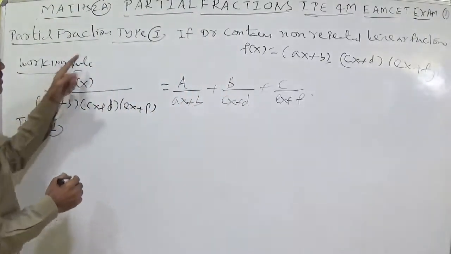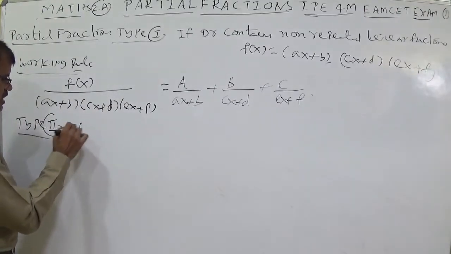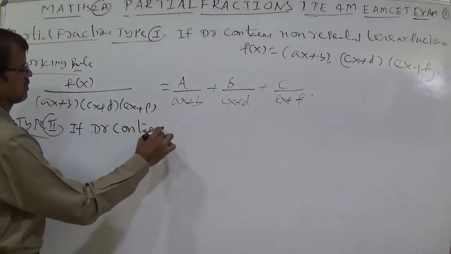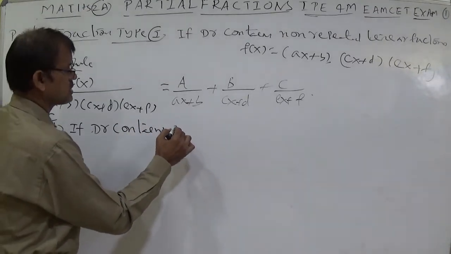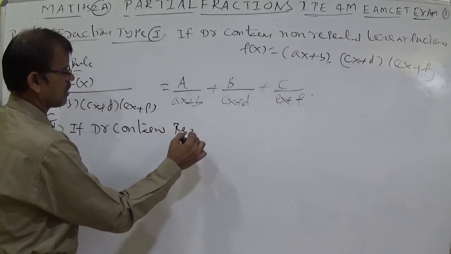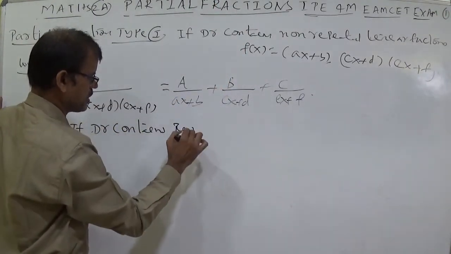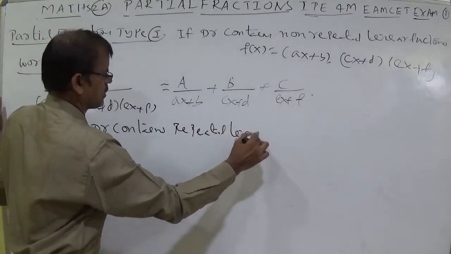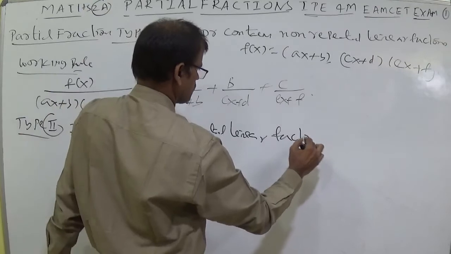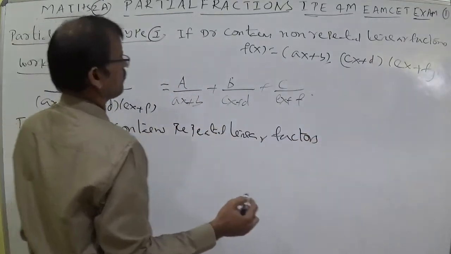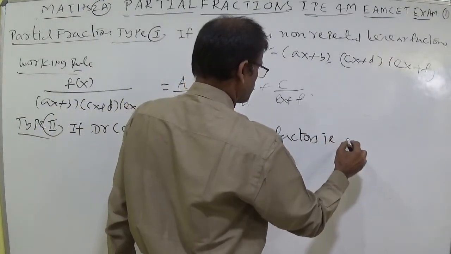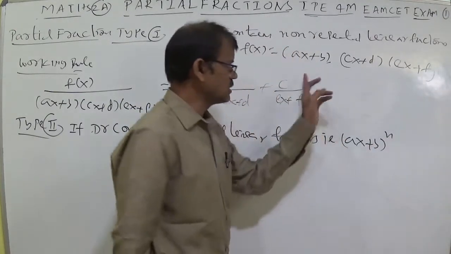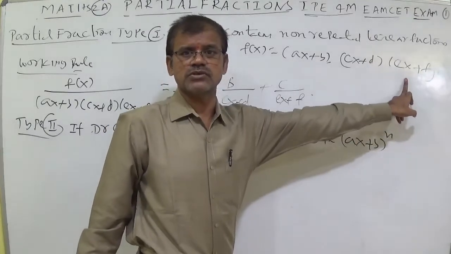Type 2: if the denominator contains repeated linear factors, now here non-repeated is completed. That is, I am writing here (ax plus b) whole power n. There is no cx plus d, no ex plus f, there are no separations.